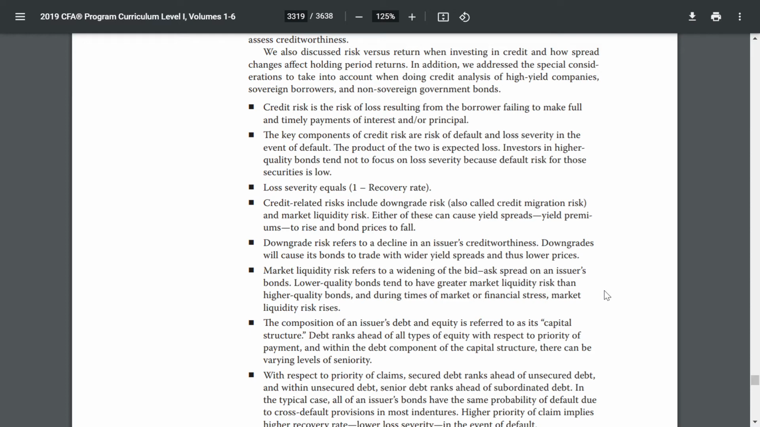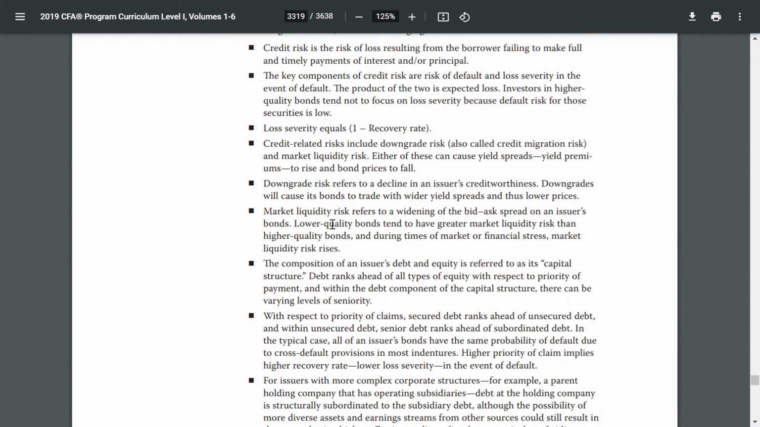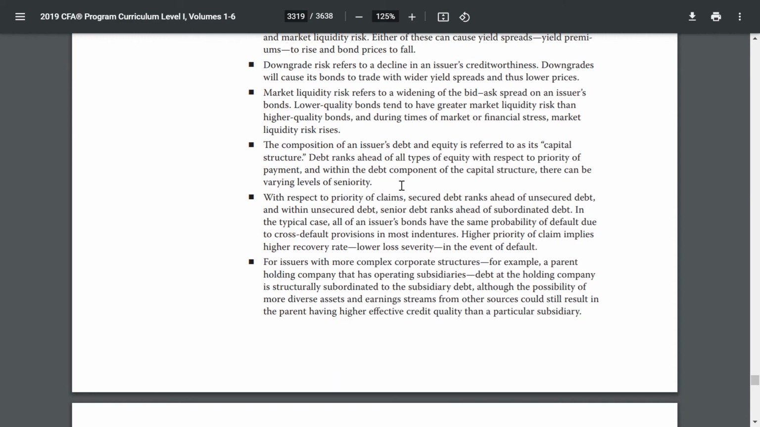Credit-related risk includes downgrade risk and market liquidity risk. Either of those can cause the yield premium to rise and bond prices to fall. Downgrade risk refers to a decline in the issuer's creditworthiness. Downgrades will cause its bonds to trade with wider yield spreads and thus lower prices. Wider yield spreads refers to the spread over the risk-free rate of return. Market liquidity risk refers to the widening of the bid-ask spread of the issuer's bonds. Lower quality bonds tend to have greater market liquidity risk than higher quality bonds, and during times of market or financial stress, market liquidity risk rises.